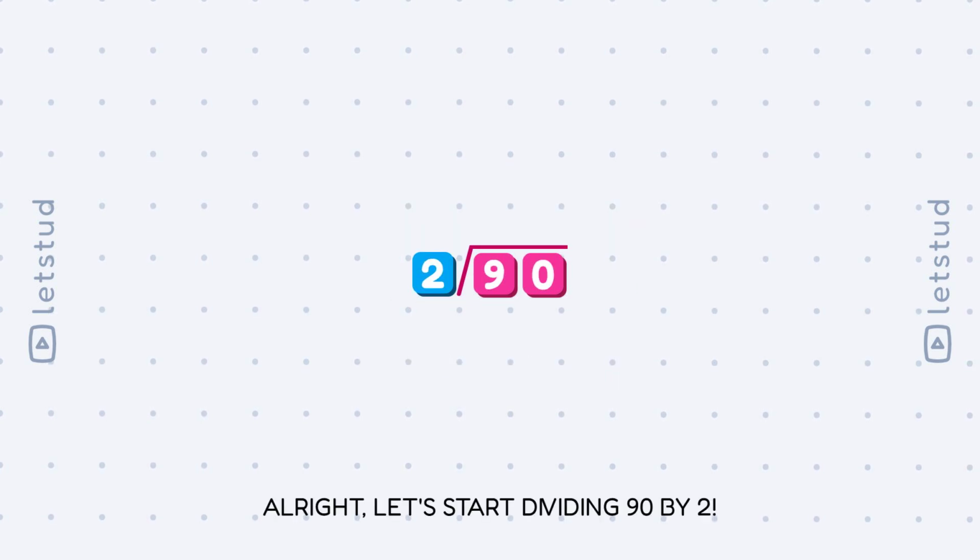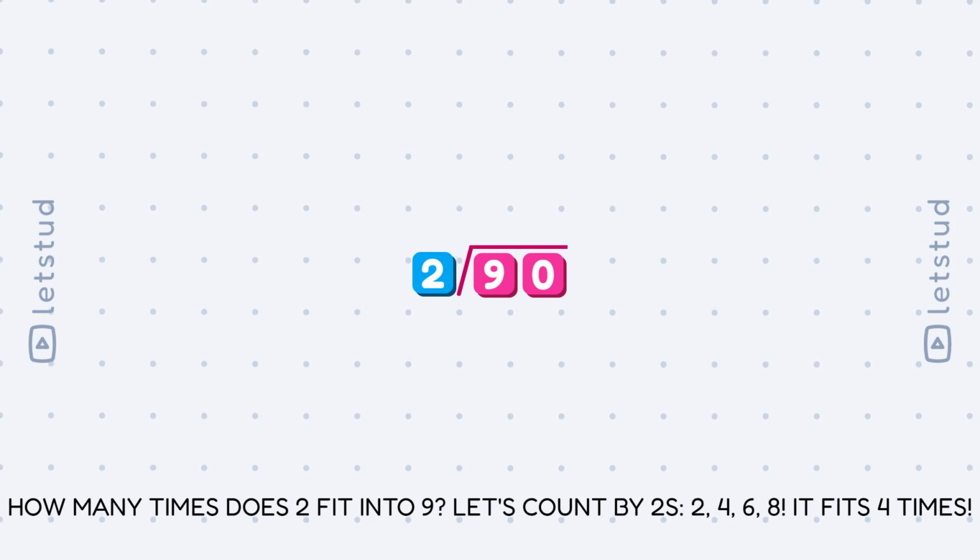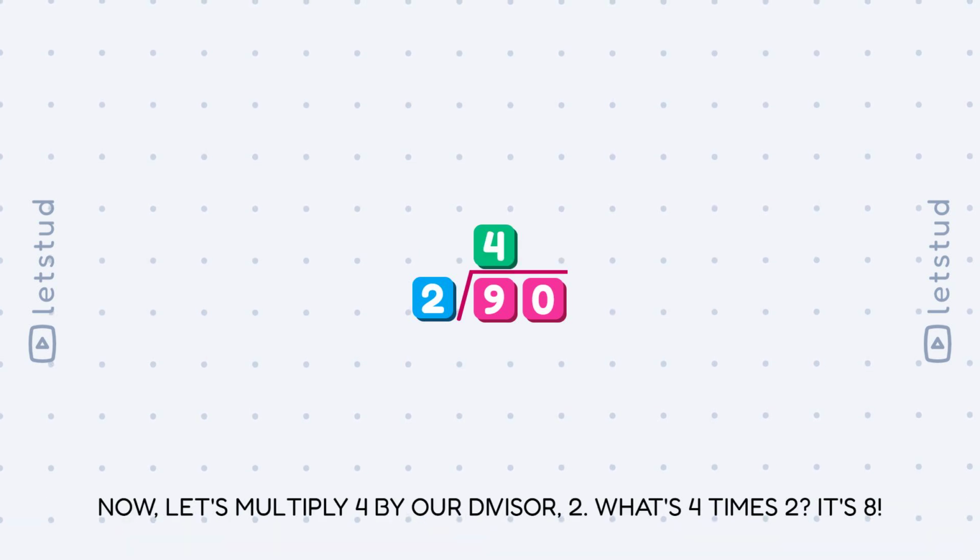Alright, let's start dividing. First, we're going to use the first digit for this step. How many times does 2 fit into it? Let's count by 2s: 2, 4, 6, that's 4 times. Now let's check our work. What's 4 times 2? It's 8.